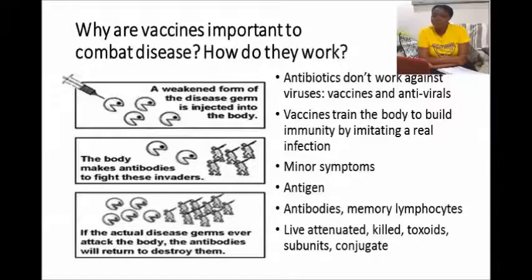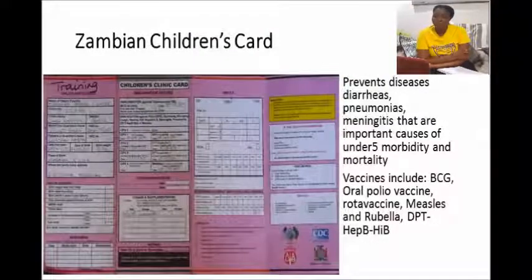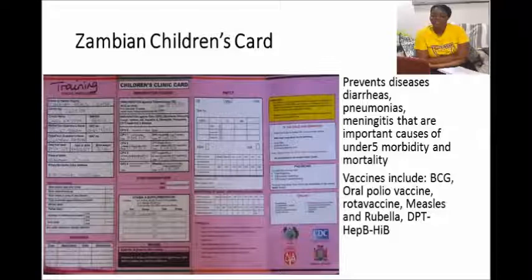And so this next slide shows the Zambian children's card, the one we use in what we would call the under 5 clinic in the past. Now we say MCH, mother and child. In the MCH, they'll give you this under 5 card that in one part will show you all the different vaccines that we give to our children. These will prevent diseases such as diarrheas, pneumonias, meningitis, as well as hepatitis, and a few other diseases like measles and rubella.